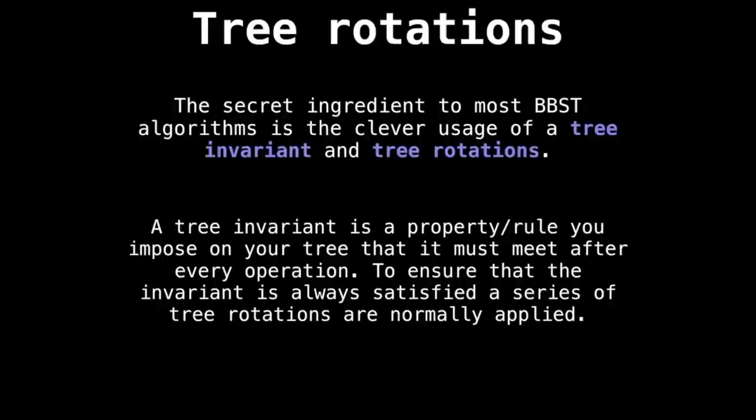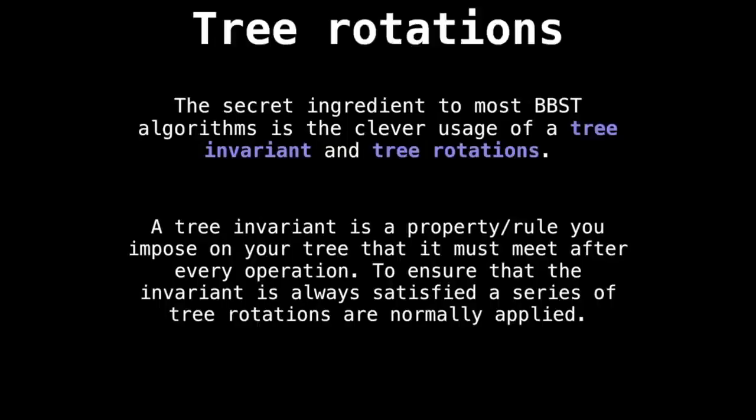Central to how nearly all balanced binary search tree implementations keep themselves balanced is the concept of tree rotations, which is going to be the main topic of this video. Later, we'll actually look at some specific types of balanced binary search trees to see how these rotations come into play. So, the secret ingredient to most balanced binary search tree implementations is the combination of 2 things.